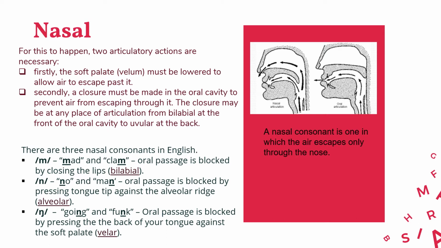Remember, nasal consonant sound escapes only through the nose. There are three nasal consonants in English: m, n, ng. Here are the examples: mat, clamp.